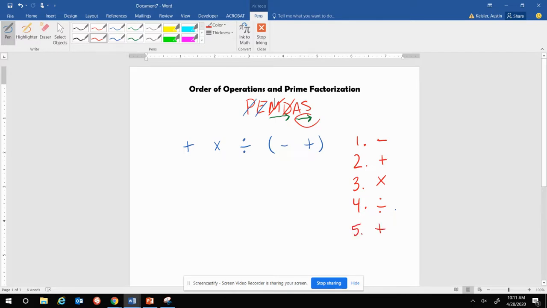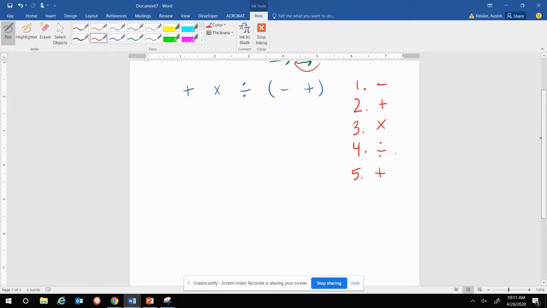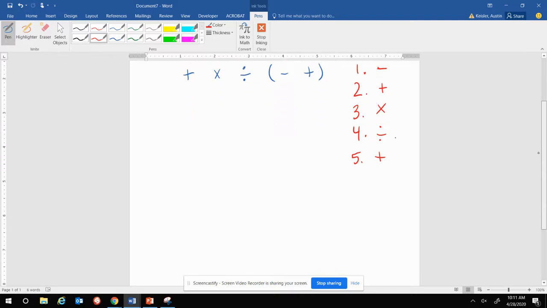So just remember, you have to follow your PEMDAS order. Make sure you're going left to right on multiplication, division, and adding and subtracting. And inside of parentheses, make sure you're also following order of operations order.